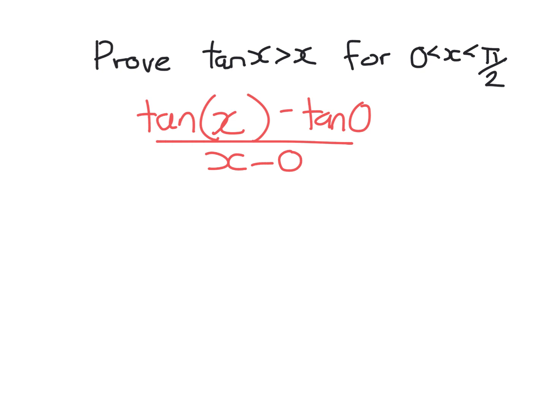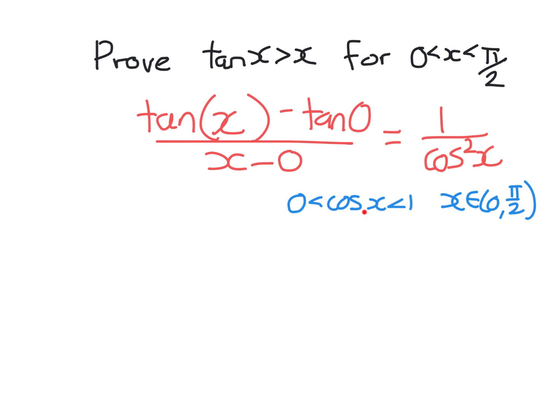So what is the instantaneous rate of change of tan x? Well, what we would have to do is differentiate tan x, which is sine x over cos x. So hopefully you know that that's sec squared x, or 1 over cos squared x. Okay, so we know that cos x is always less than 1 between 0 and pi on 2. In fact, more precisely, cos x is between but not including 0 and 1. The inequalities here are strict because x can't equal 0 or pi on 2.